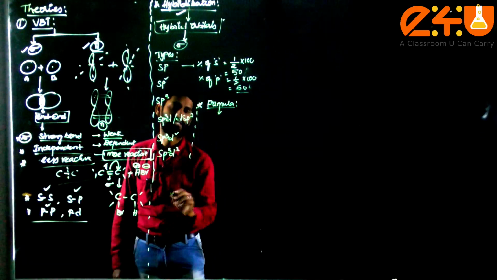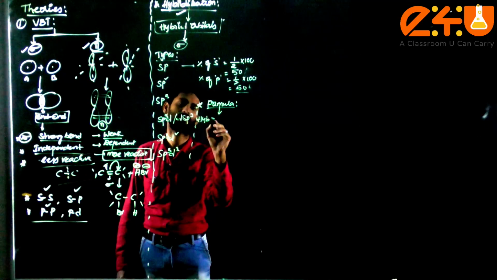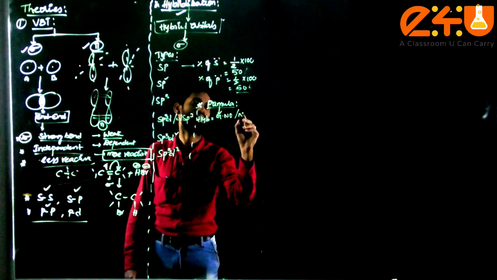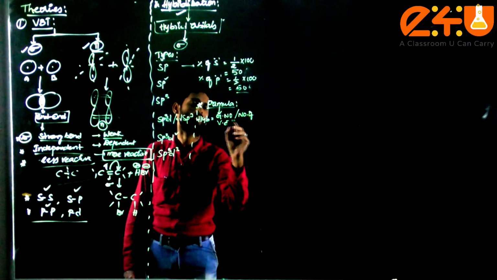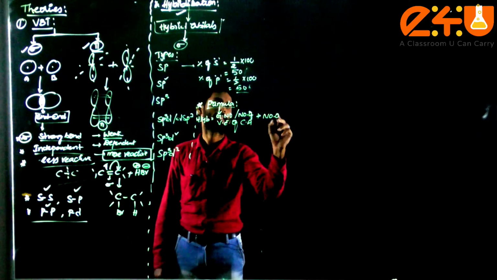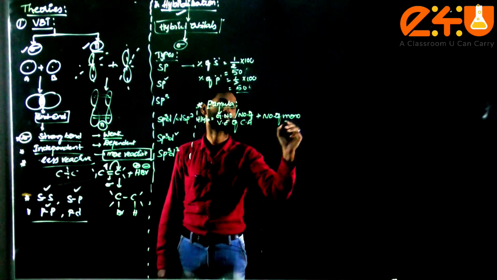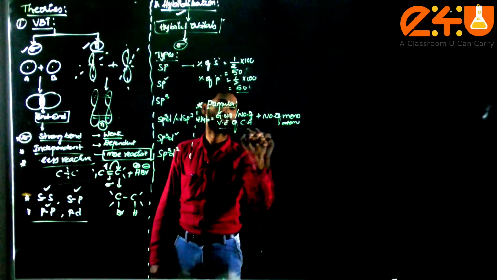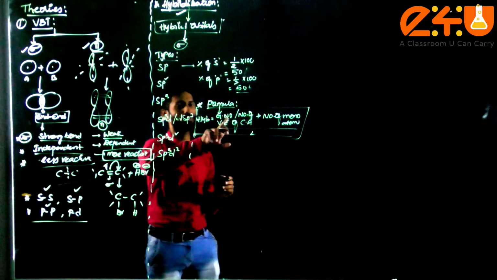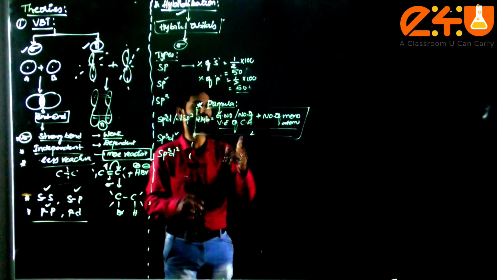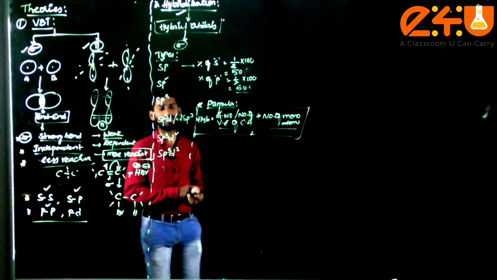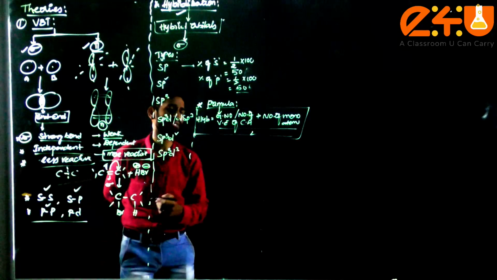Now you can take it here. Hybridization is equal to the group number or number of valence electrons of the central atom plus the number of monoatoms, divided by 2. By using this formula you can calculate anything. The group number or number of valence electrons of the central atom plus number of monoatoms is divided by 2. This is a very important formula to calculate this one. Let me take it here.